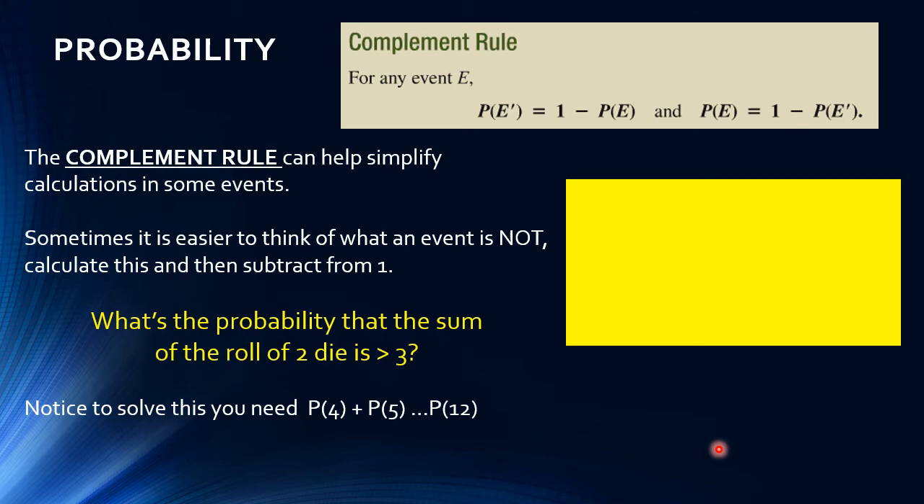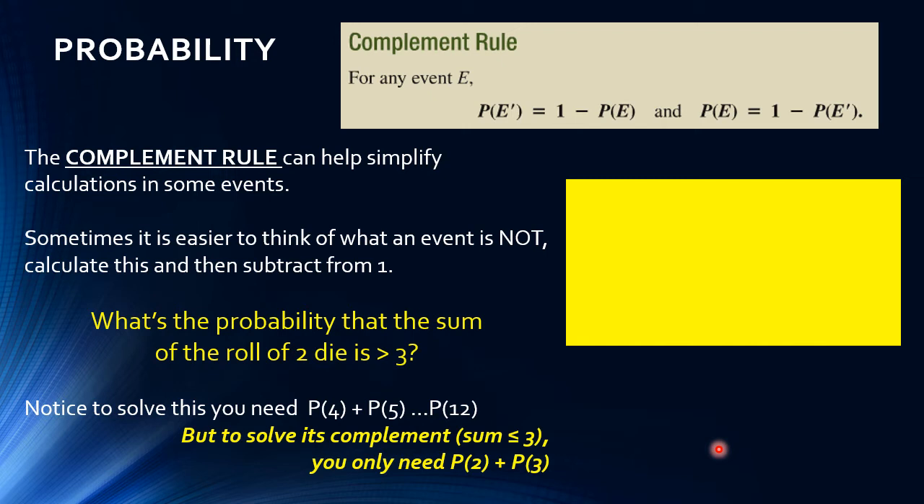But to solve its complement, the sum is less than or equal to 3, you only need the probability of 2 or 3. You can't have a sum equal to 1 when you have 2 die, right? If both die roll a 1, you're still going to have a sum of 2. So notice by using this complement rule, we can simplify this problem and not have to do so many calculations. Okay.